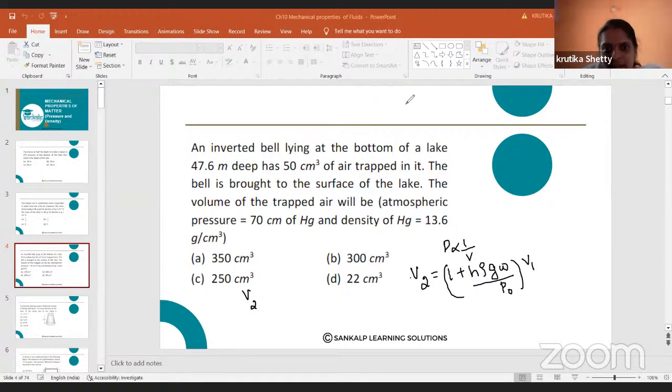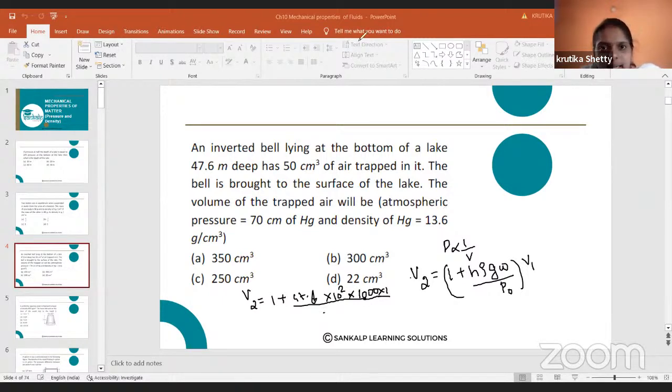Yes, Harshita, it is 300, correct. Okay, so remaining students solve it, that is 1 plus, substitute the other values, that is the H value, 47.6. So everything is given, just substitute the value. 47.6 into 10 raised to 2, next, into 1000, into 1, divided by P naught, atmospheric pressure.